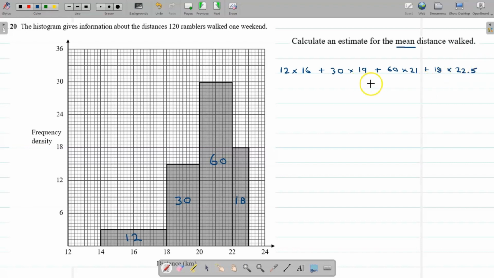And when we put that on the calculator, we also need to divide it by the total number of people, which is 120. It's called an estimate of the mean because we don't actually know what distances these 12 people did. We just know that they're somewhere in there. So when we work that out on the calculator, it comes to 20.225 kilometers. And normally on these, you wouldn't round them at all, so leave it like that.